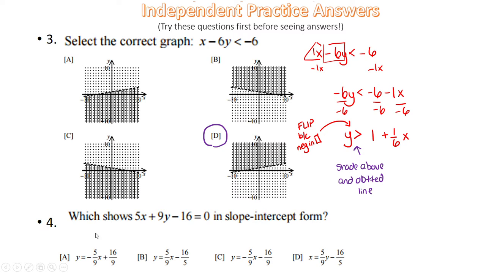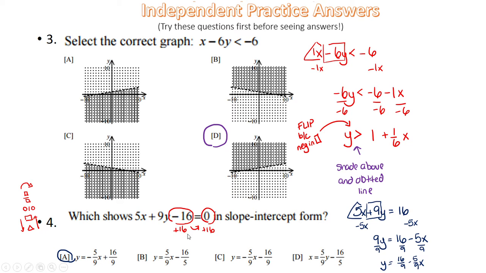All right, number 4. Number 4, we have to move this minus 16 over to the other side first because it's considered a like term before I set up my rectangle and triangle. So the way that we need to move it over is doing plus 16 on both sides of the equation. Then we have 5x plus 9y is equal to 16. I need to subtract 5x on both sides of the equation, divide by 9, and then we have our answer choice of A.